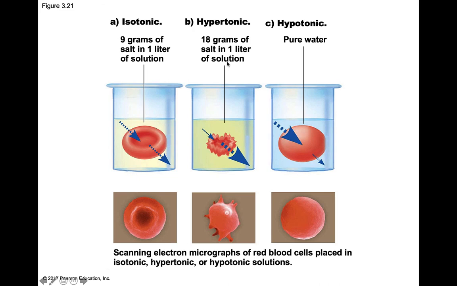Now, we've doubled it. So I now have 18 grams of salt in a liter. It's a highly concentrated salt situation. So think about what I have now. Where does water go? It goes where the solute is. So the water inside my blood cell is actually going to leave, and that cell is going to shrink. And we can see that here.